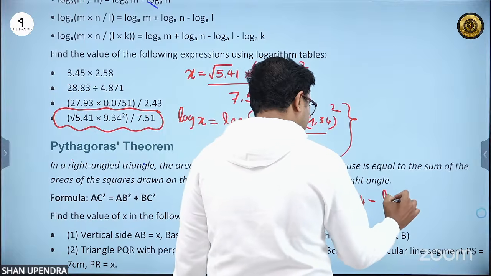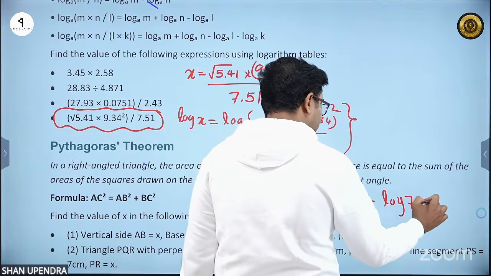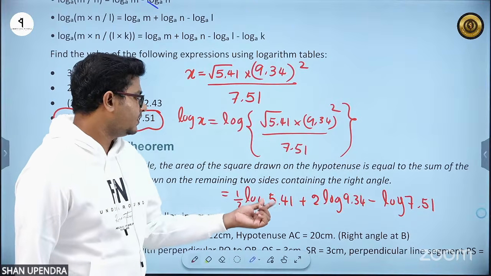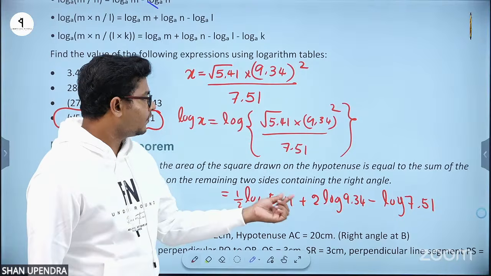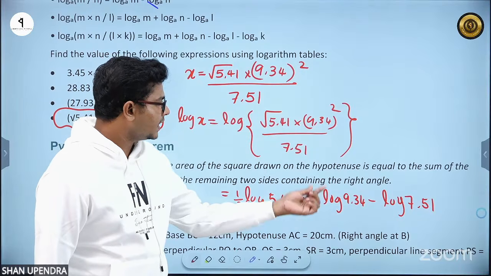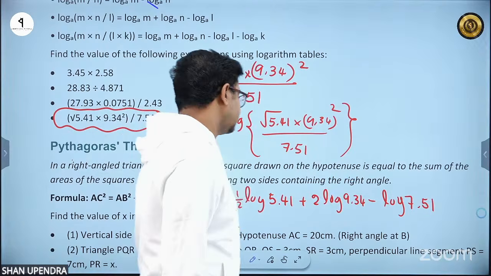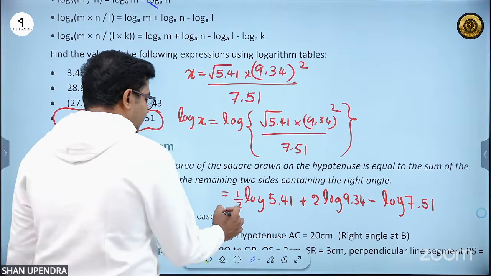log 7.51. Half log 5.41 plus 2 times log 9.34 minus log 7.51. So now you need to get these values.